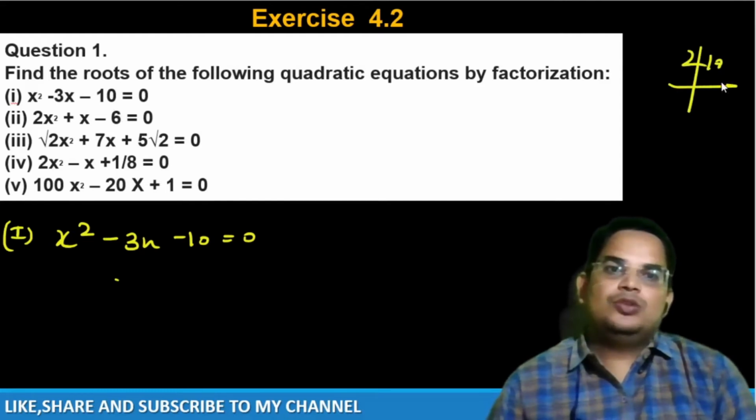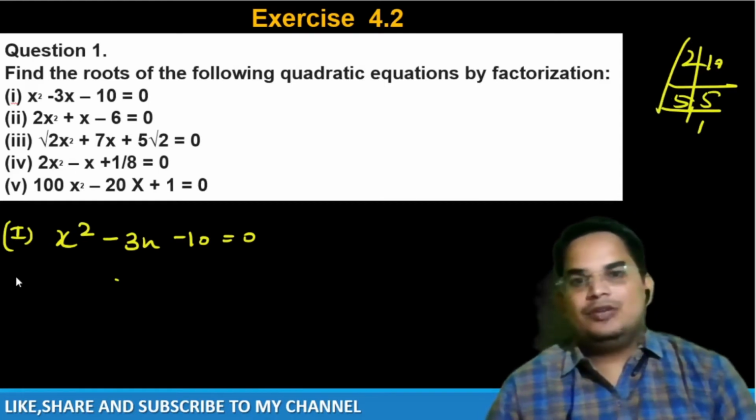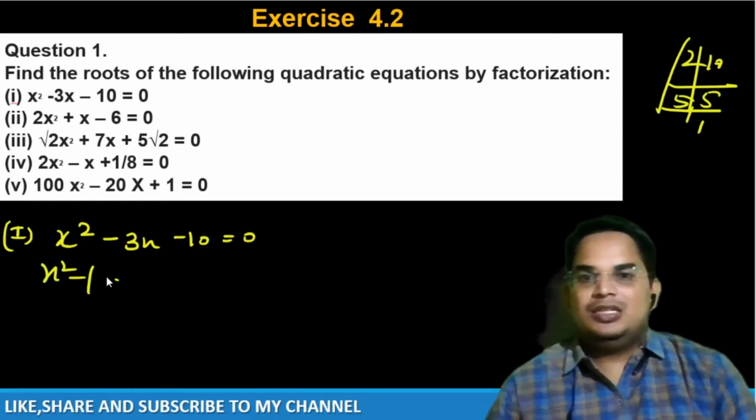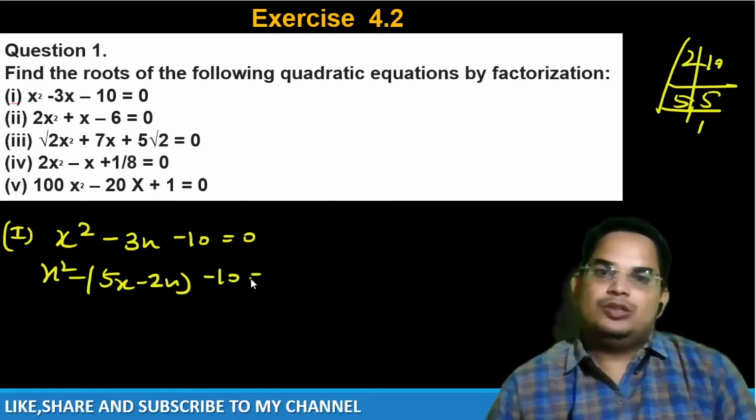I can say 2 and 5, 5 twos are 10, 5 ones are 5, 2 and 5. So what can you say? You can split it very easily. Here I can write 5x minus 2x minus 10 is equal to 0.